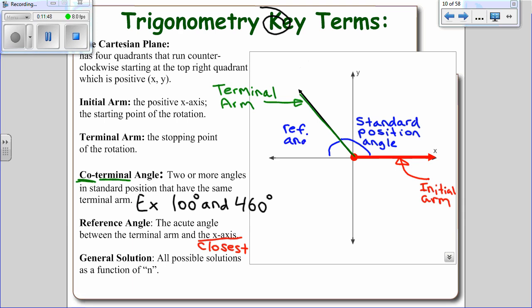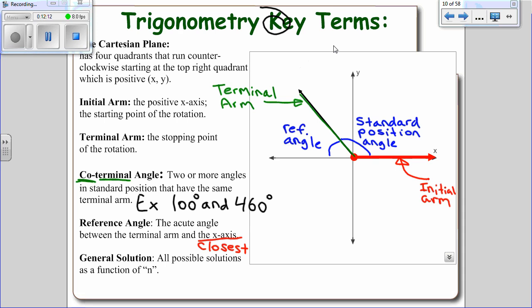So if the terminal arm was at 90 degrees, then you would just go standard position probably. So standard position and reference angle could be the same thing. So if your terminal arm is anywhere in quadrant 1, the closest x-axis would be the standard position angle. That make sense?